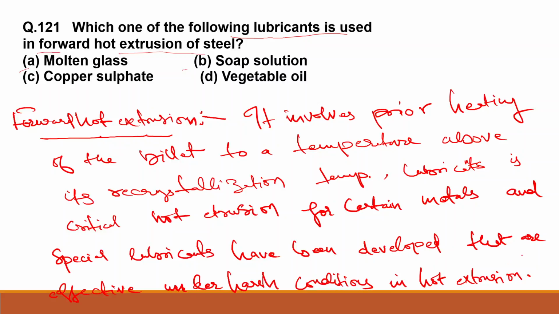This is the definition of the forward hot extrusion. In this question, talking about which one of the following lubricants is used in the forward hot extrusion of steel. Obviously it will be molten glass, because molten glass is the best used in the forward hot extrusion of steel.